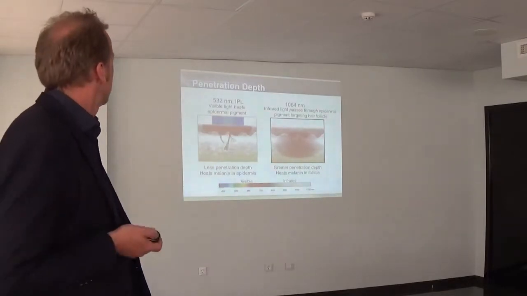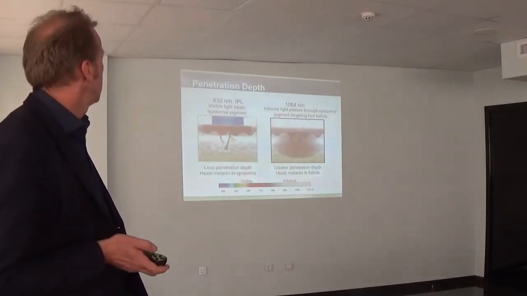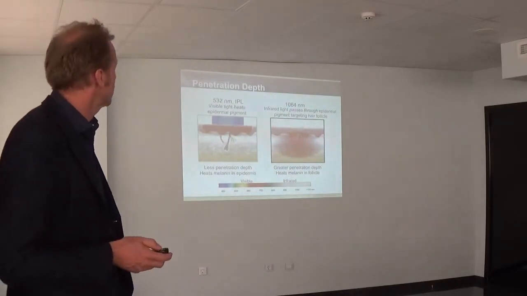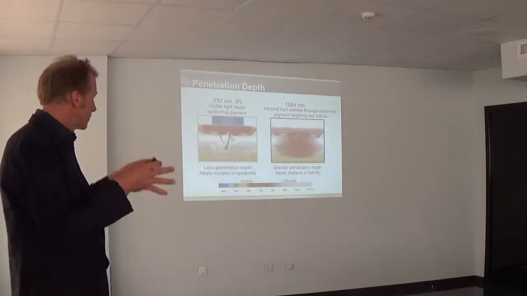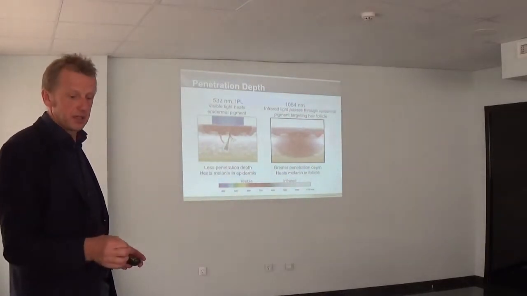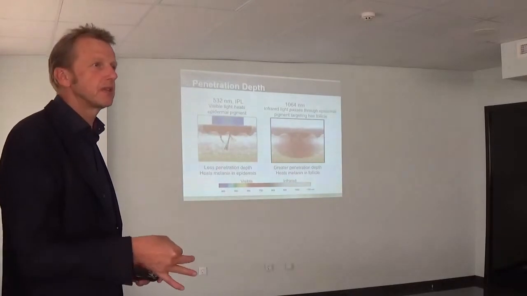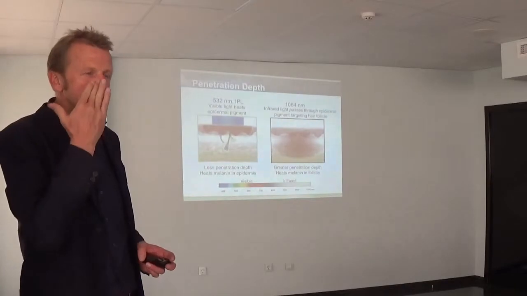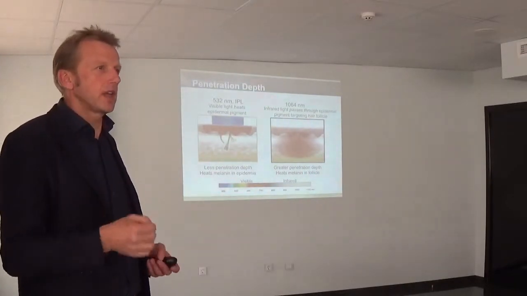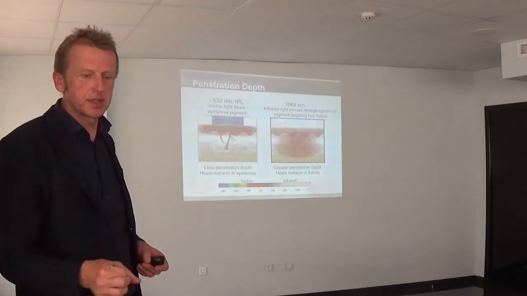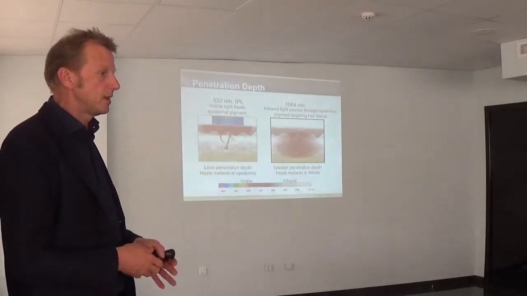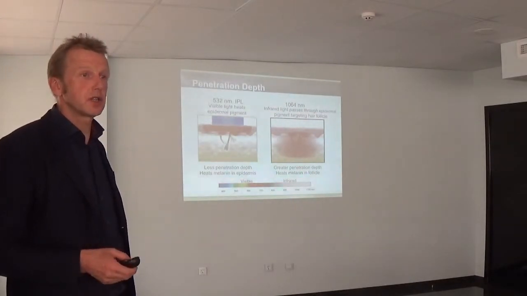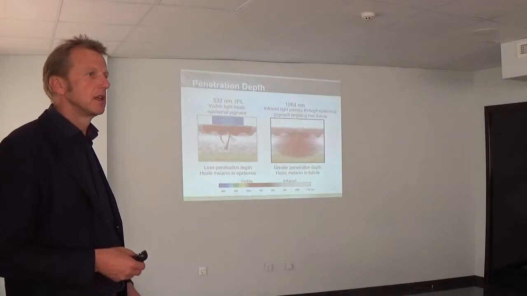Here again, 532 and an IPL stay very superficial because of the scattering, and 1064 will penetrate deeper, and the penetration depends on the spot size. So if you want to limit that penetration depth, you just go to smaller spot sizes. So if you treat very superficial veins, you can limit that penetration depth by limiting the spot size. If you, in opposite, want to treat deeper vascular structures, then you need to increase the spot size.